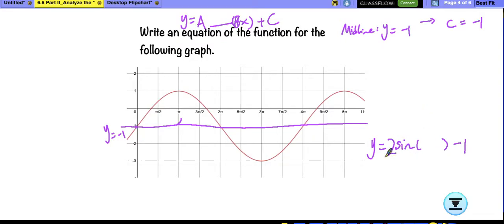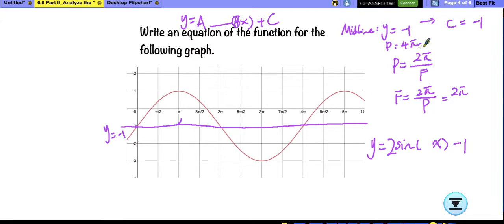So the last part is going to be the number in front of x, which we call frequency. Remember before we mentioned period is 2 pi over frequency, and also frequency can be rewritten as 2 pi over p, the period. So let's figure out the period first. The period here is 1 cycle, which is 4 pi. So that means the period here is 4 pi.